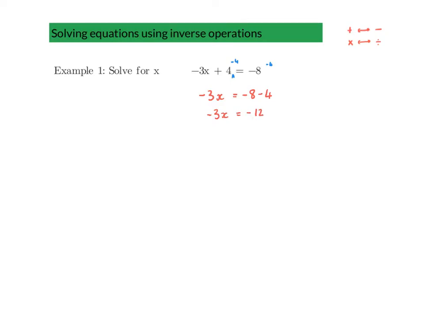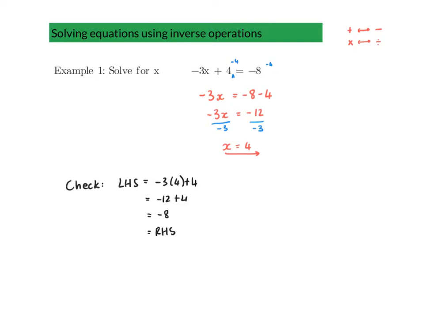And now to solve for x, the opposite of multiplying by negative 3 is dividing by negative 3. So I divide both sides by negative 3. And I get that x is positive 4, because negative 12 divided by negative 3 is positive 4. Now, if you want, you can always check your answer. So on the left, if I substitute my solution in, negative 3 times 4 is negative 12, plus 4, I get negative 8, which is exactly the same as the right-hand side. So a really nice thing about solving equations is that you can always check your answer.